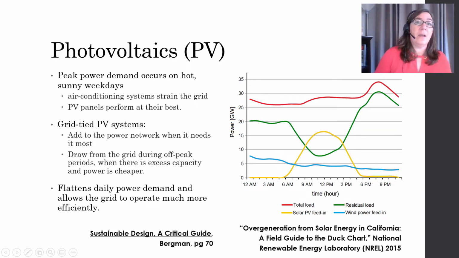One way that you can run your PV system is to tie it to the power grid. Therefore, it will add to the power network, your municipal network, when it's needed the most. But this is your backup system, like I just said in the last slide. It's going to draw from the grid during off-peak periods, so when it's cloudy, when it's nighttime, and there's typically excess capacity in the grid at that point, and power is cheaper.